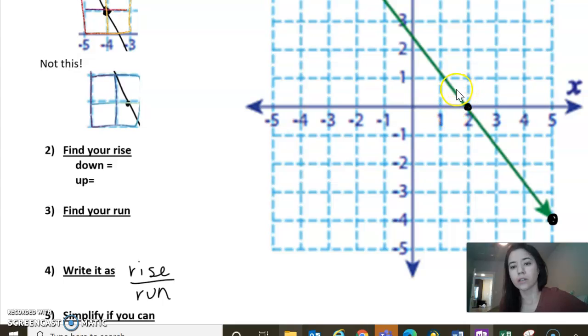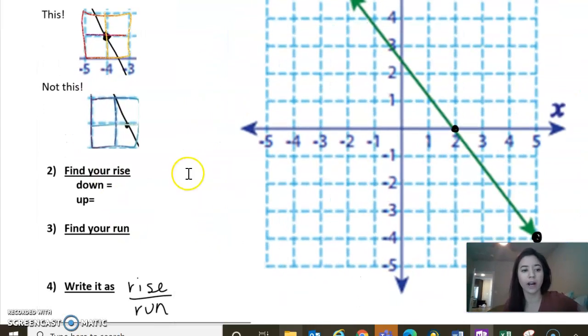Okay. Again, here if I draw my little 4 squares, this one is right in the center, so that one's good. And then same for this one, except you just can't see the 2 squares, but we know that they would be right here, and it's right in the center, so that one also works. Okay, so now we find our rise.